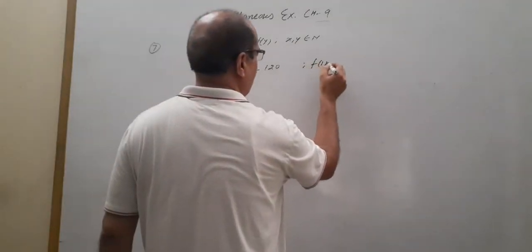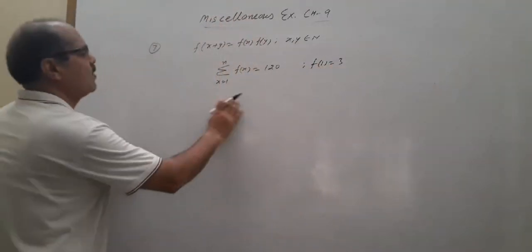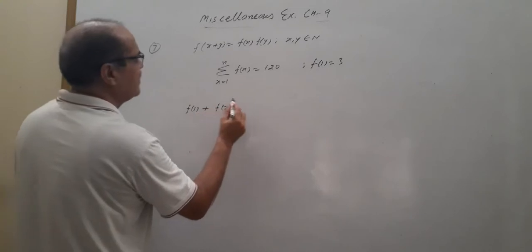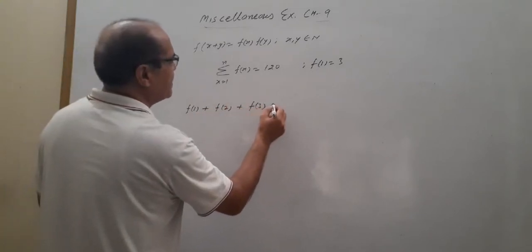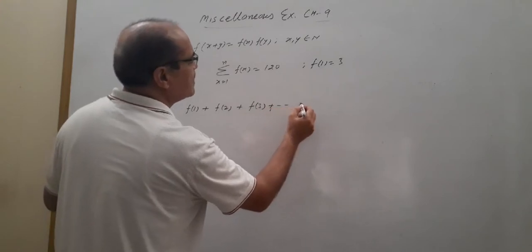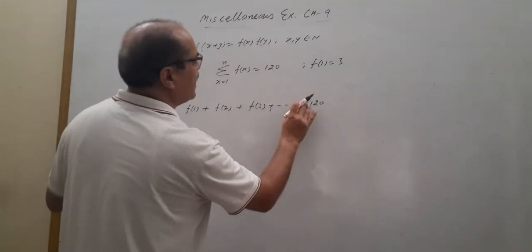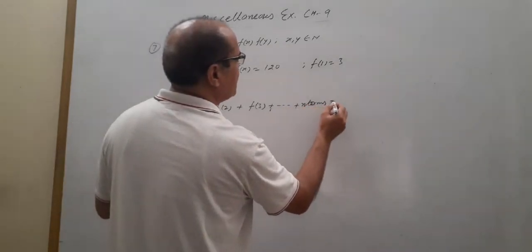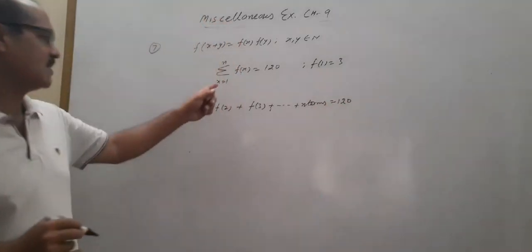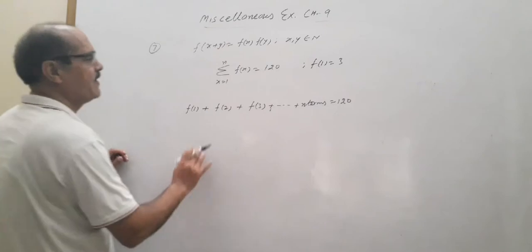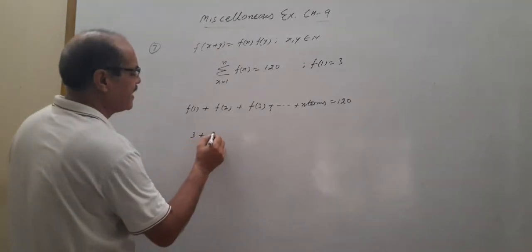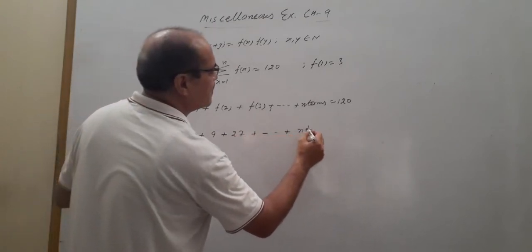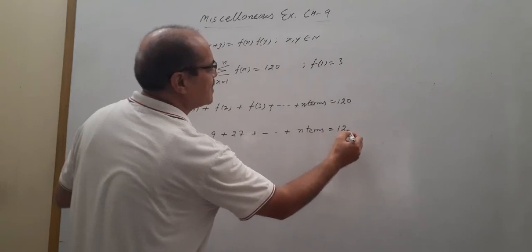f of 1 is given. What is f of 1? The value of f of 1 is 3. How to solve this? The sum of the terms from x equals 1, this means f of 1 plus the second term, the third term, and their sum plus so on up to n terms is equal to 120. The summation of all the terms as x varies from 1 to n is given, and f1 is given as 3, so f2 becomes 9, 3 square, and f3 becomes 27, and so on up to n terms, and this total is equal to 120.